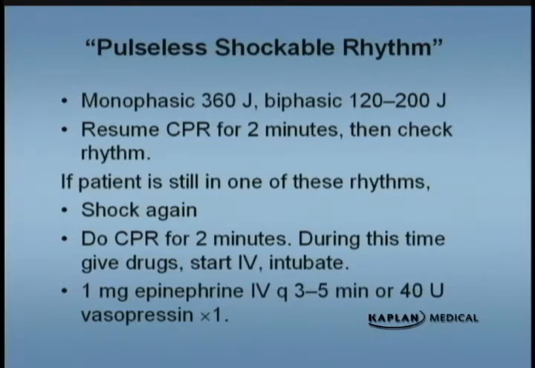And on the test questions, you'll see either a monophasic shock of 360 joules or a biphasic shock of 120 to 200 joules. What's the difference? The difference is the monophasic shock is the pattern of the electrical signal as it goes through the machine and goes through the patient's body. And these are the older defibrillators. These are falling out of disuse. These are being replaced by the newer biphasic defibrillator.